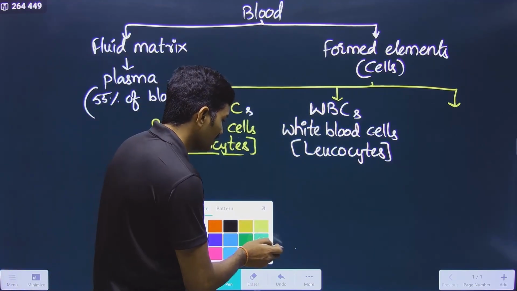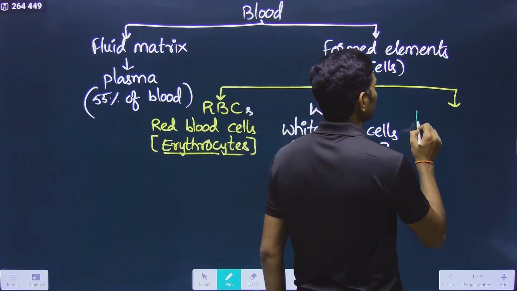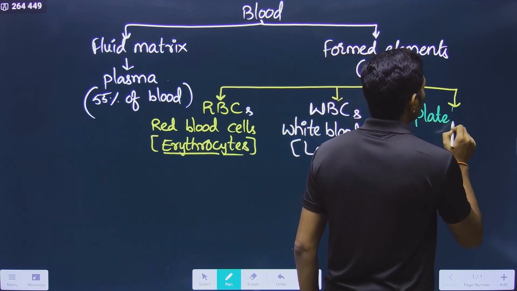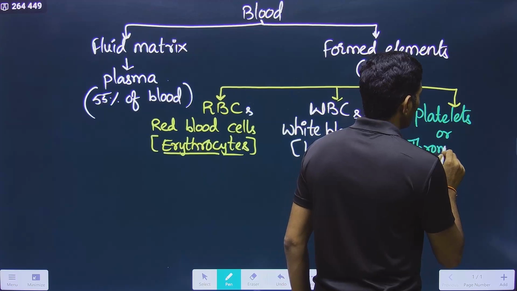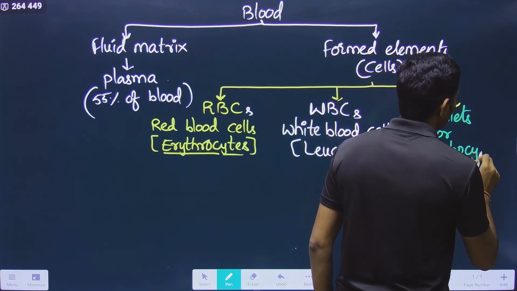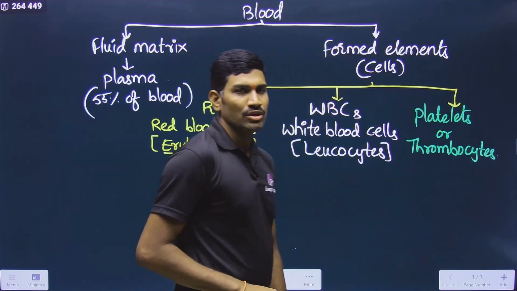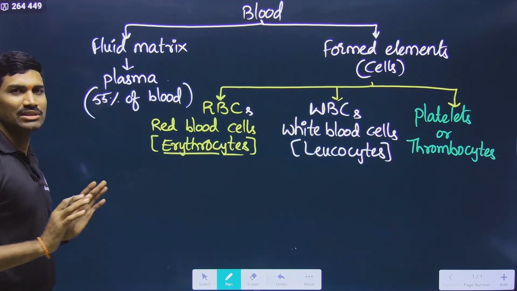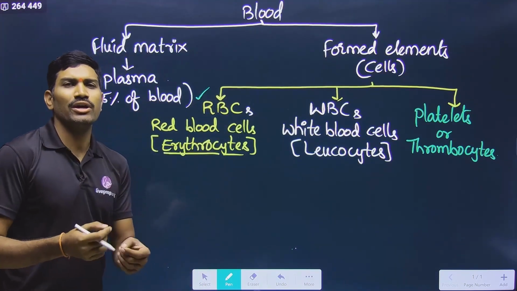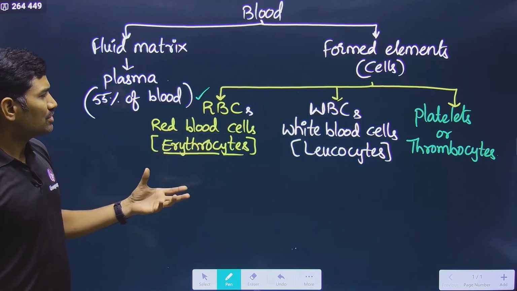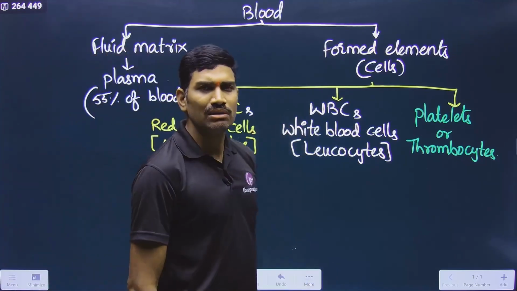Apart from this, there is another one called platelets. Platelets are also called thrombocytes. So this is the general basic information that we are studying here. Now with respect to RBCs, we will go point by point. First we will focus on the RBCs, then we will come to the WBCs.